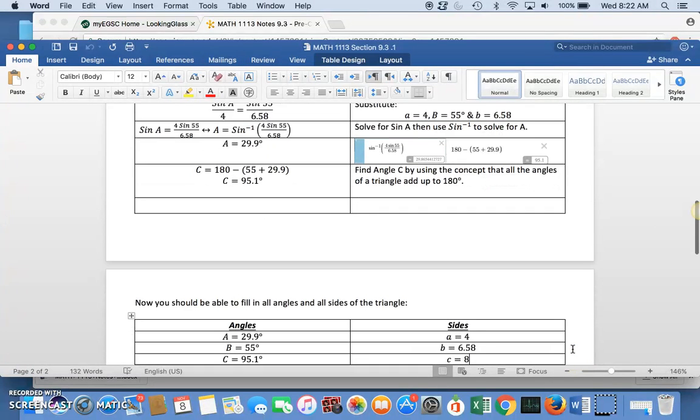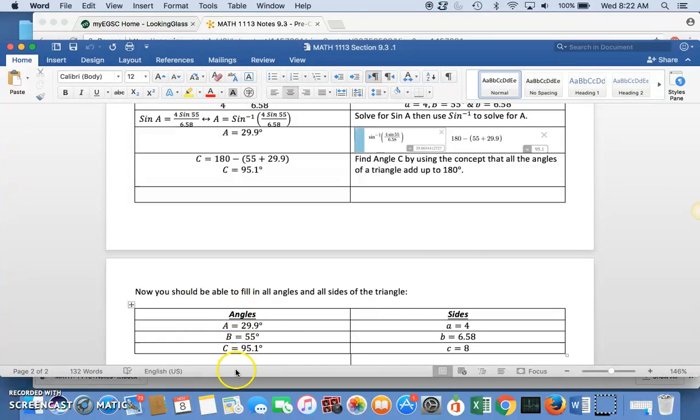Once you finish, always double check and be sure that you've got all three of your angles and all three of your sides. You were given angle B, side A, and side C. You found angle A, angle C, and side B.